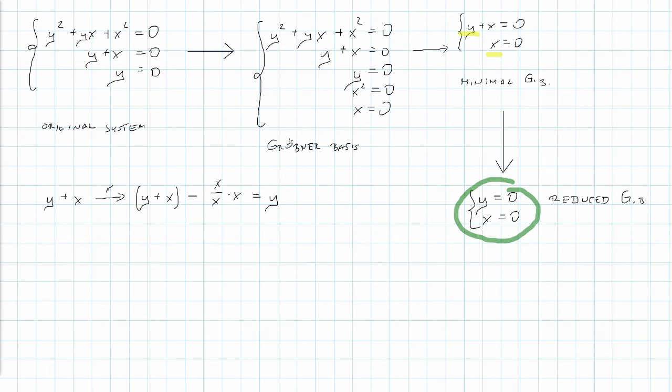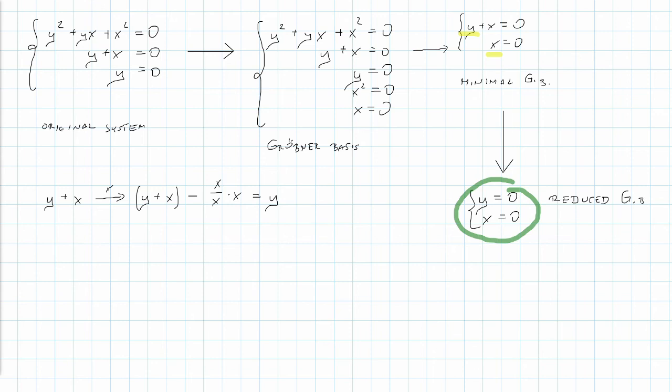So we started with these polynomial equations. We enlarge it into a Grobner basis. We minimalize the Grobner basis to a minimal Grobner basis, and we reduce it to a reduced Grobner basis. And this reduced Grobner basis gives us the final answer, gives us the solution of the system. This is not an accident. You will see in a moment the elimination theorem that explains this phenomenon.